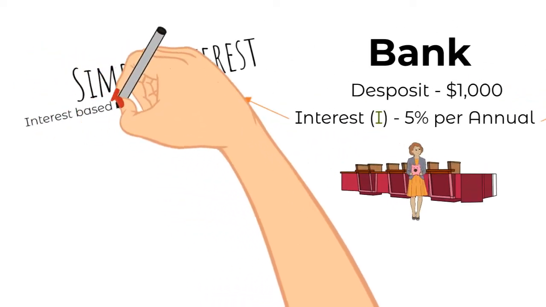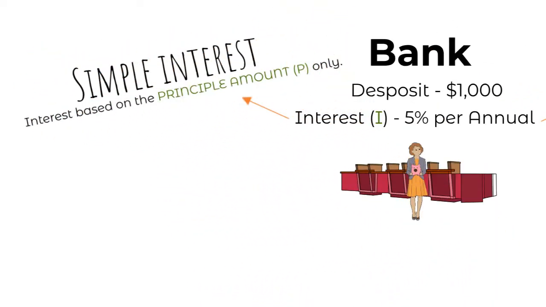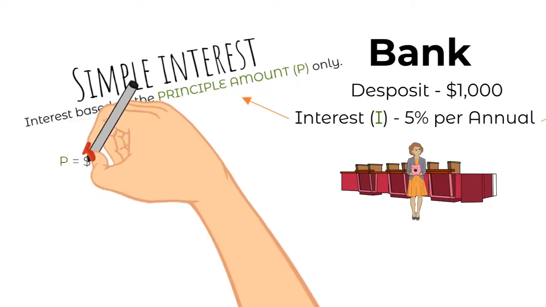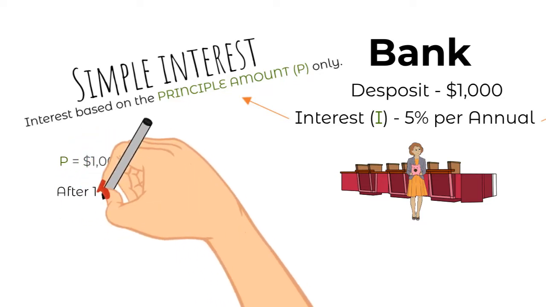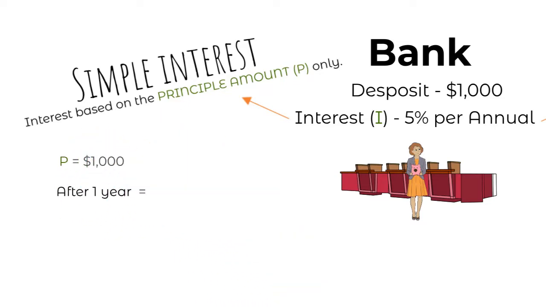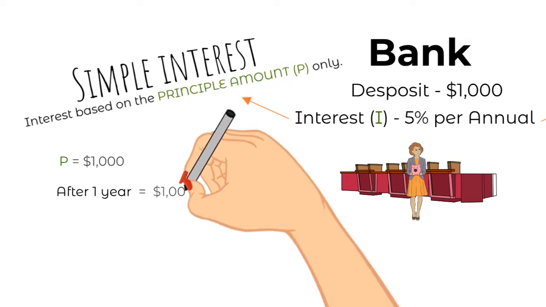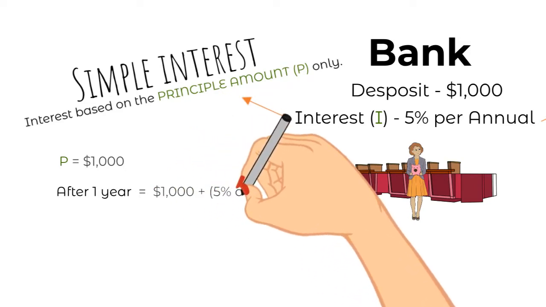Simple interest is when the interest is based on the principal amount only. Principal amount means initial value. So in this case, P is equal to $1,000. So after 1 year, how much will I have? Well, I take my principal amount, 1,000, and I plus 5% of that principal amount.